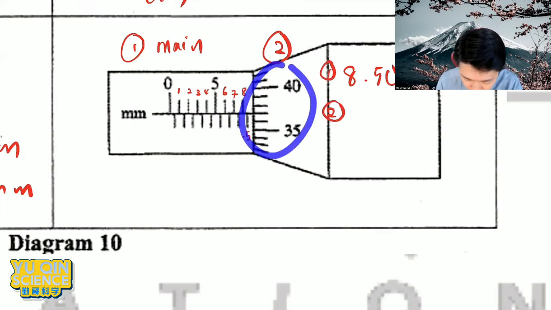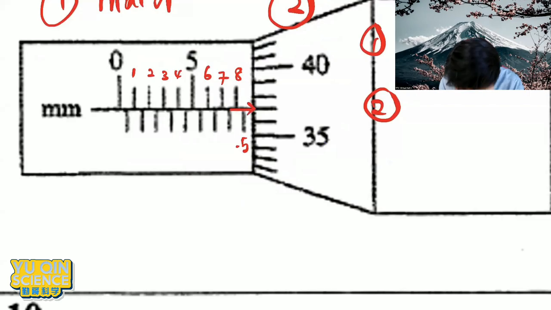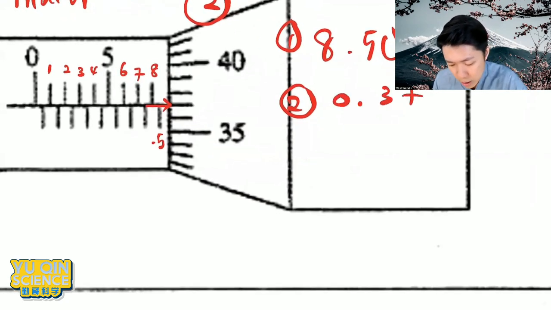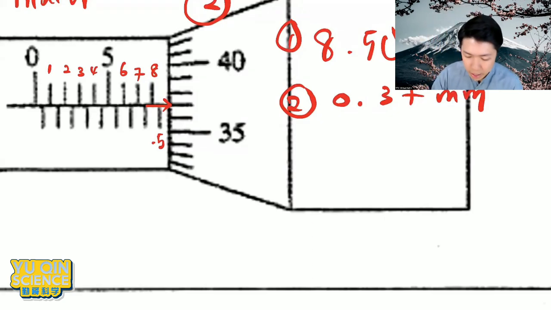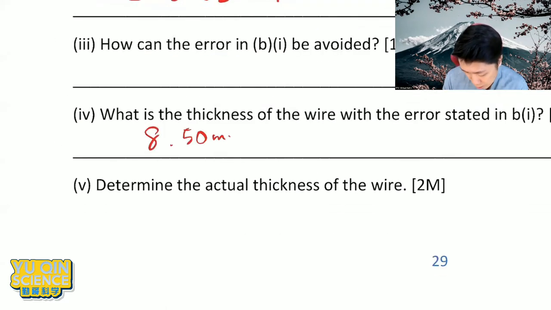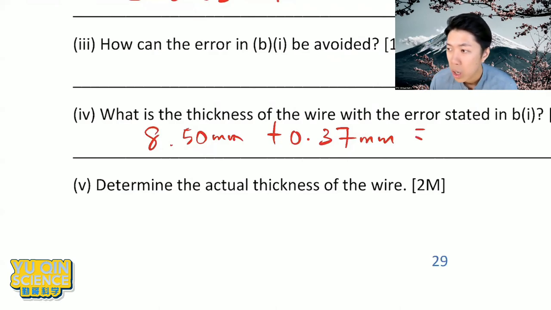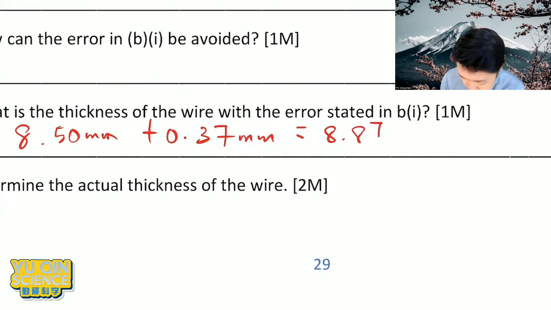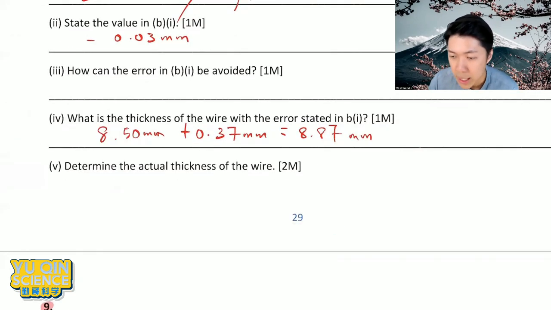Okay, what's your vernier scale? What's your second one? This is pointing at which one? What number is this? 35, 36, 37. This is 37, the 37th division, that will be 0.37 mm. Okay, is that all right? Then we add up together. 8.50 mm plus 0.37 mm equals 8.87 mm. Correct? Nicholas, yes, we need it later, the next one actually.